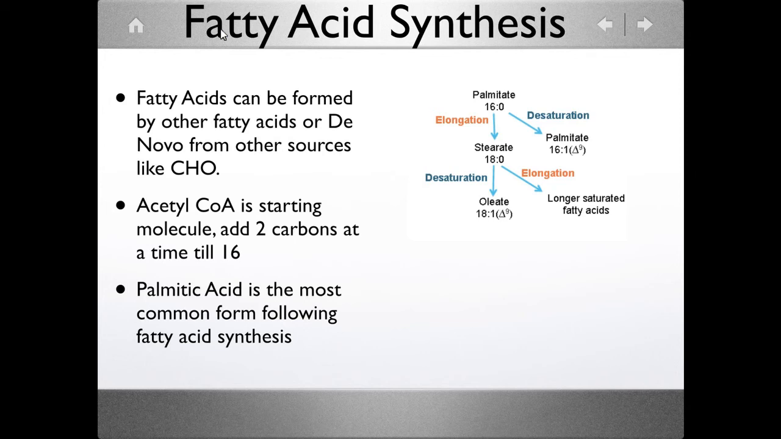Now, fatty acids can be synthesized de novo, meaning in the body, from other sources like carbohydrate. Essentially, you can have acetyl-CoA as a starting molecule, and you add 2 carbons at a time. If you add 2 carbons at a time until you get to 16, you would have palmitic acid, which is the most common form following fatty acid synthesis.